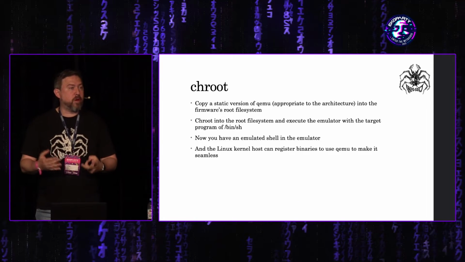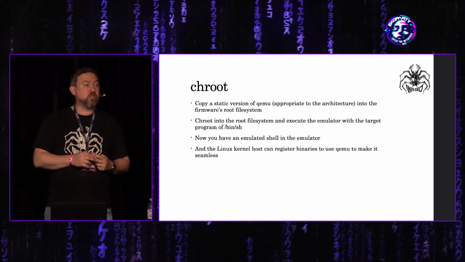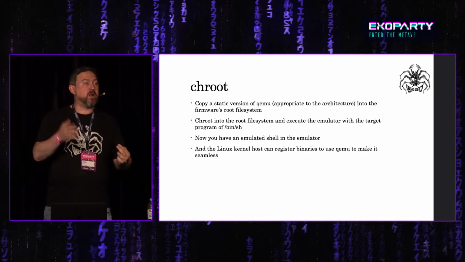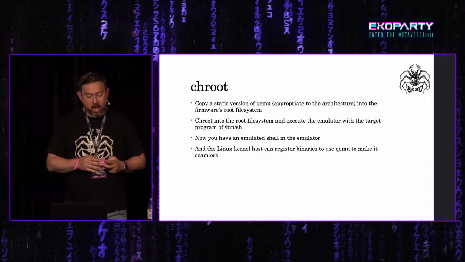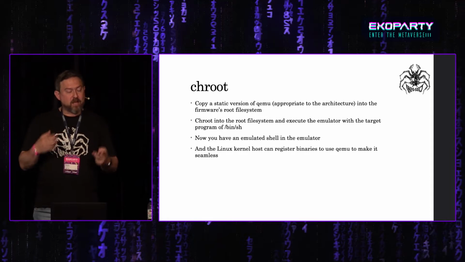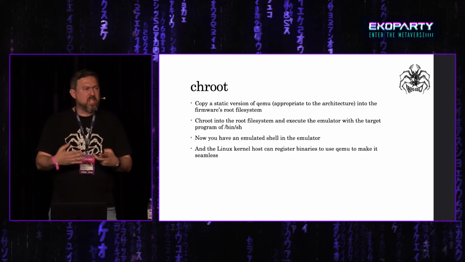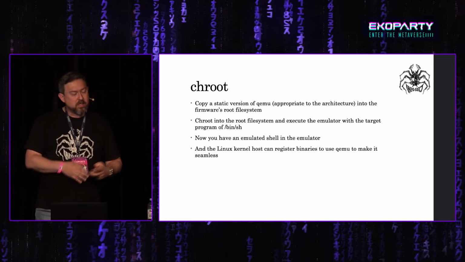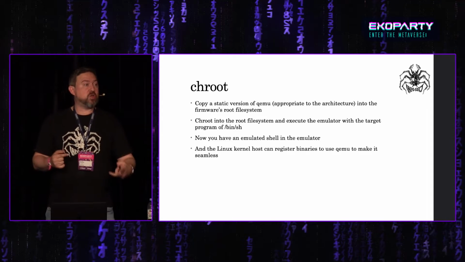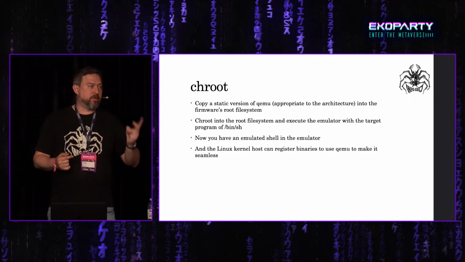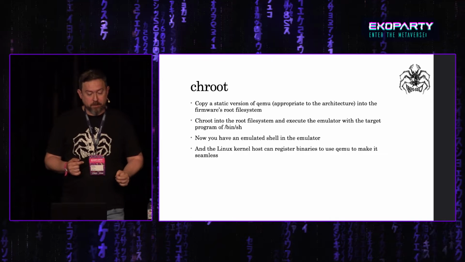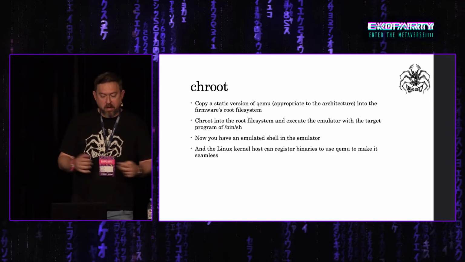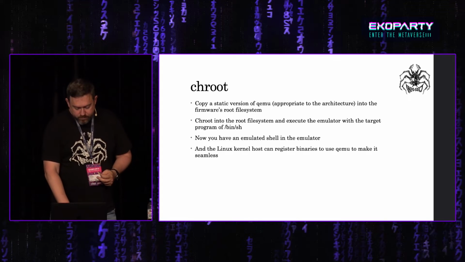Another option, which you might want to use if the network service you're running makes references into the file system so that the root file system needs to be in its correct place: you basically copy a static version of QEMU into the firmware's root file system, chroot into that root file system, and execute the emulator with the target program of bin/sh or whatever network service you're running. And now you've got an emulated binary that you're running.